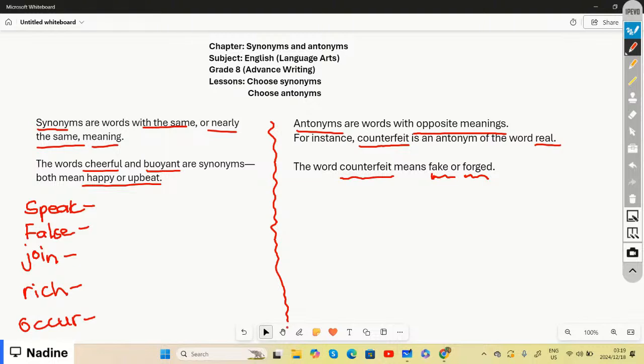So speak, another word for speak. Another word for speak is to talk. Talk.